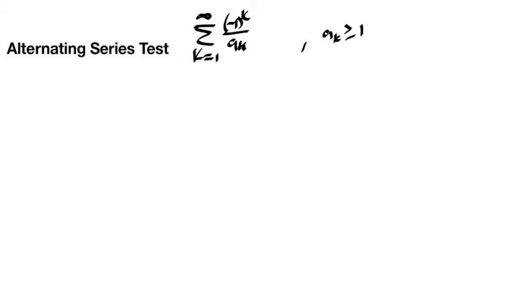So we have a bunch of positive terms. Actually, I shouldn't say divided by a_k. Let's actually write this the proper way: (-1)^k a_k, where each of these a_k values are positive.